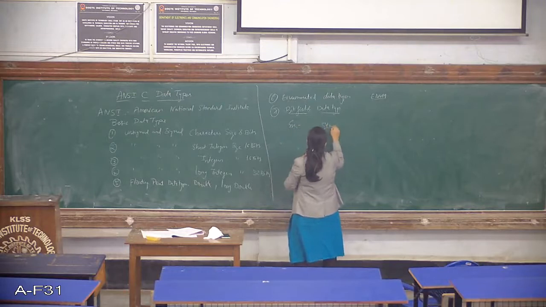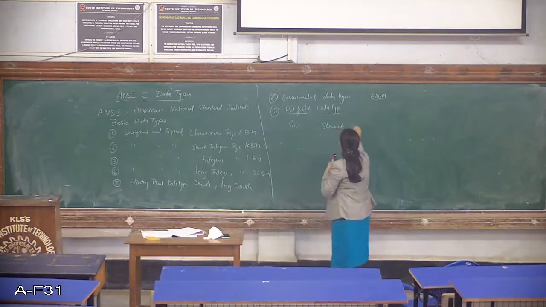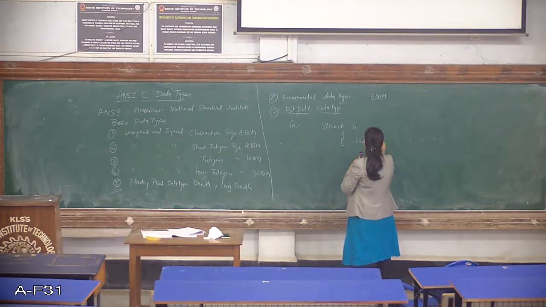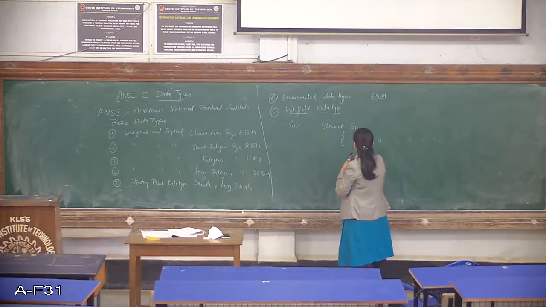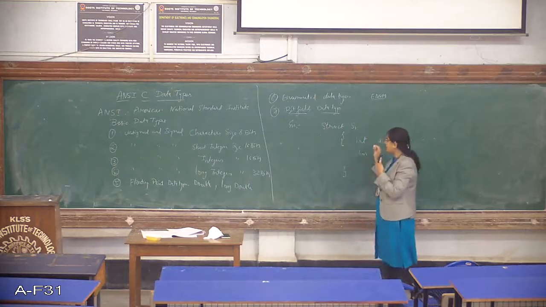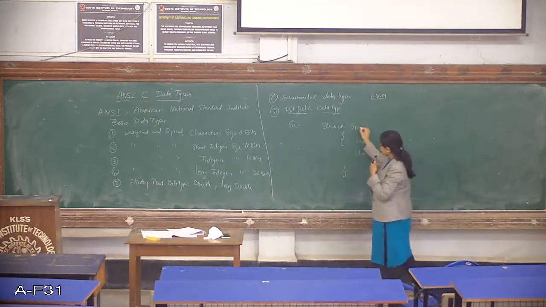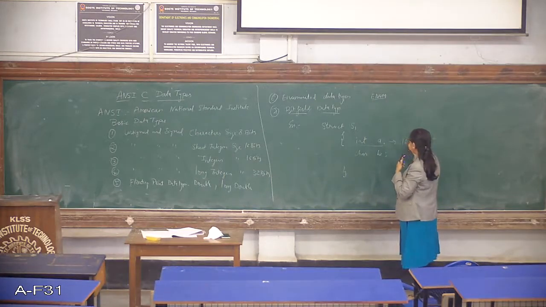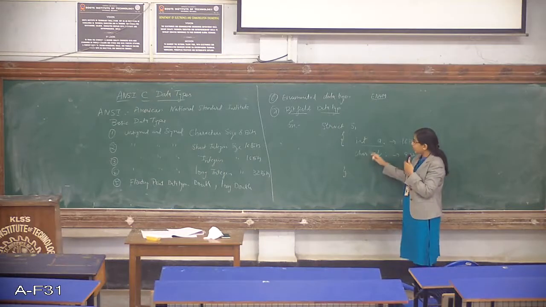So basically, let me take a structure here. When I say struct, and then I mention some variables in that. So int a, and then let me take char b. So what is happening here is, when you have the variables a and b in the structure S1, integer a will be taking 16 bits. If it is a char, it will be taking 8 bits. So this is the default allocation of the memory to the structure.